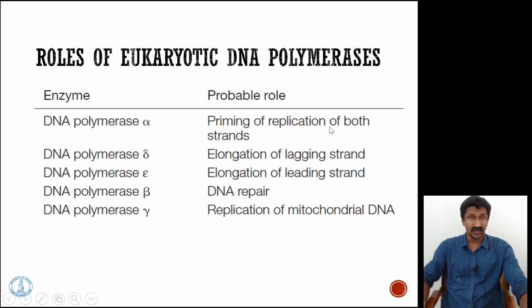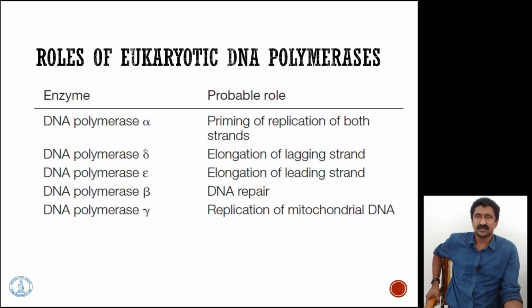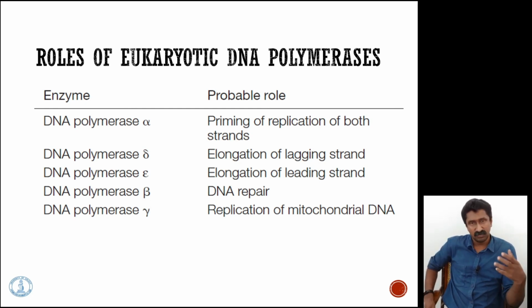So this is about the eukaryotic DNA polymerases, and we are not going into the details, but just to mention that there are 5 different ones: alpha, delta, epsilon, beta and gamma. These are the different DNA polymerases in eukaryotic systems. Alpha is for the priming of replication of both strands, then delta is used for elongation of the lagging strand, then epsilon is for elongation of the leading strand, then beta is for DNA repair, and the replication of mitochondrial DNA is another one.